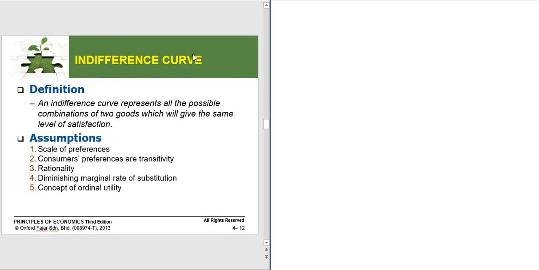Okay, so now in order to explain the ordinal approach of customer satisfaction, we are going to learn about the indifference curve. So what is an indifference curve? It shows the different combinations of two goods, let's say product A and product B, which will give the same level of satisfaction. So later on, I'm going to show you a table that shows the different combinations of A and B, or X and Y, that will generate the same level of satisfaction.